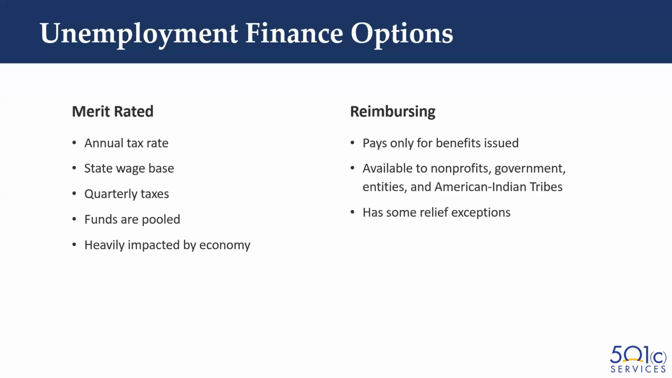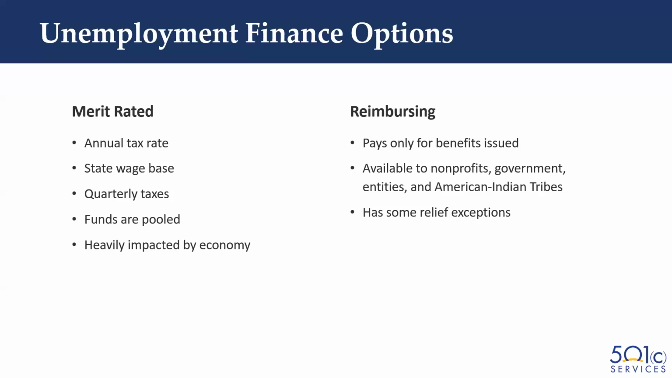So let's just say you're assigned a rate of 4% this year. That means you're going to pay 4% on the first $52,800 that each employee earns. So that's a maximum of $2,112 per employee. So say you have 100 employees, that could be as much as $211,200 that you're going to pay this year, regardless of whether you've had a single unemployment claim.